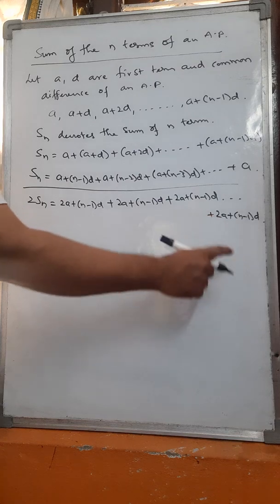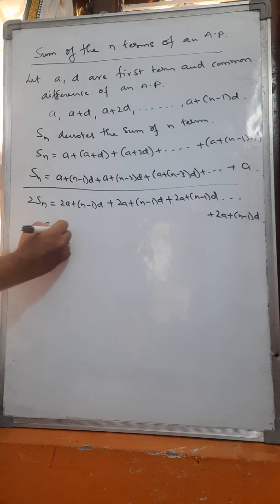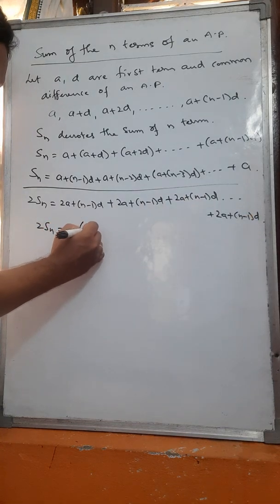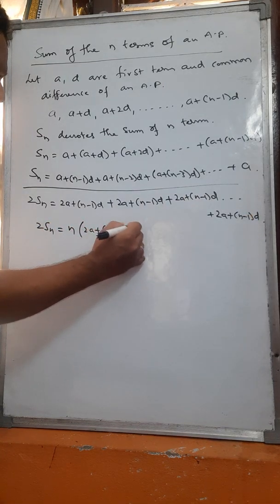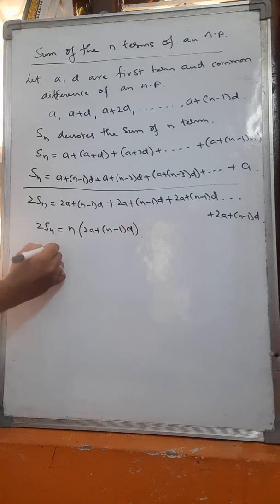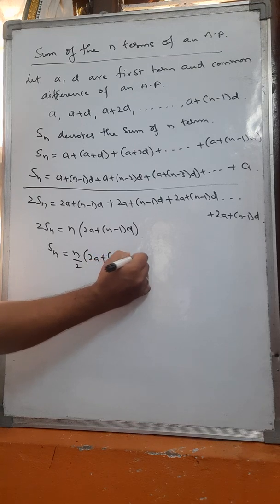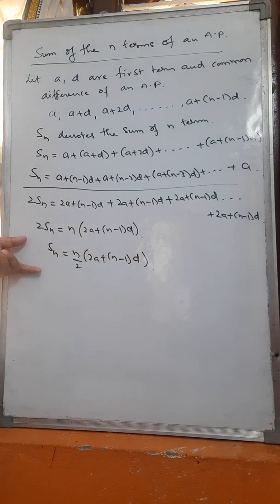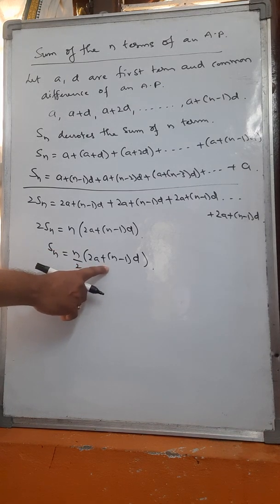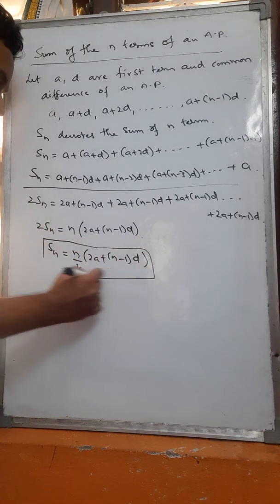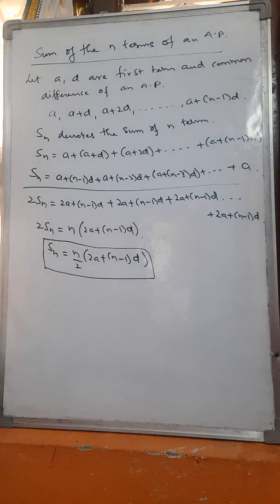How many terms are there here? n terms. So 2Sn is equal to n into 2A plus n minus 1 into D. So Sn is equal to n by 2 into 2A plus n minus 1 into D. The sum of the first n terms in an arithmetic progression is n by 2 into 2A plus n minus 1 into D.